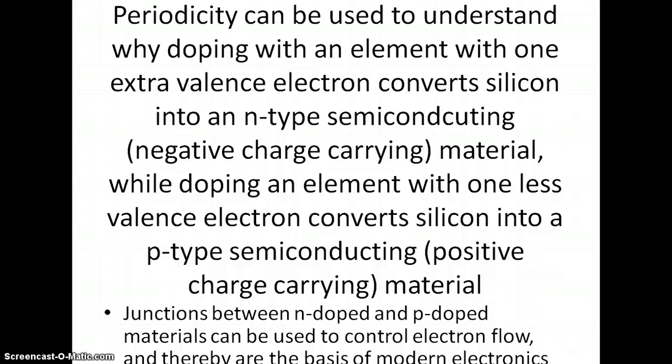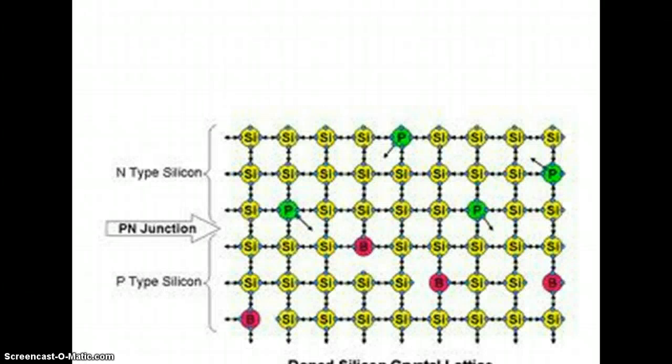We can do the opposite by putting an element into the network that has one less valence electron than silicon. This is called p-type semiconducting or p-doping, and this will cause the material overall to have a positive charge. So here's a picture that shows us we have N-type and p-type silicon.